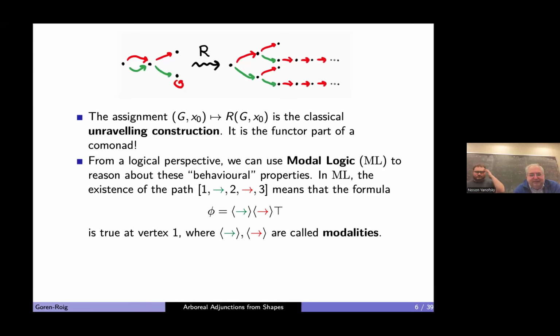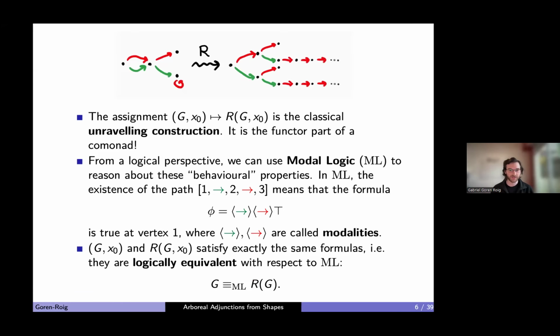Sorry, go. So basically, this formula is saying from wherever I am, there exists some successor that is accessible through a green arrow, such that, then the formula continues, there exists a successor following some red arrow, such that true. So that's the intuitive meaning of this formula. And the fact that it's true at the vertex 1 means that there's precisely a path like that one, right?